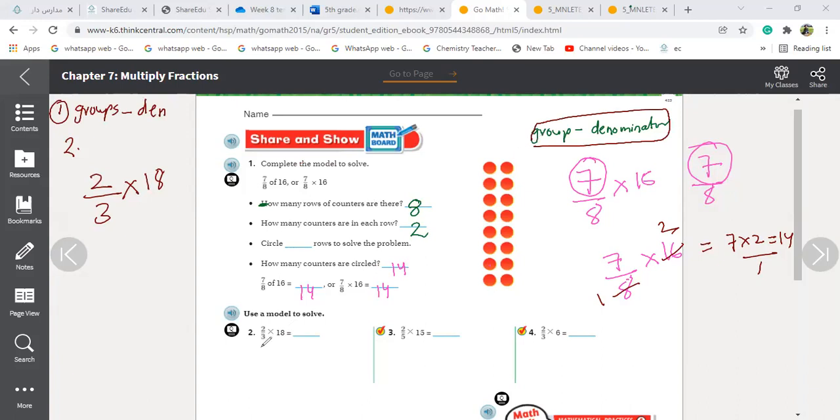First thing, girls, what you see is the group. What is the denominator here? Rihanna, what is the denominator here? 3. That means I'll make 3 groups. 1, 2, or you can even make balls. You can even make circles. 1, 2, and 3. Okay?